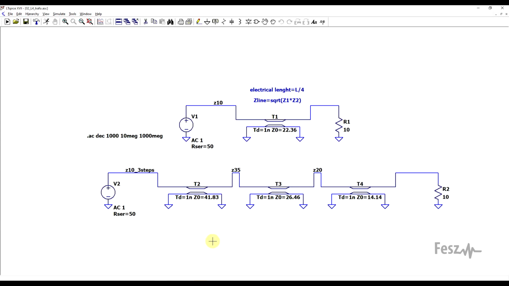So just to confirm this idea, I took our initial 50 to 10 ohm impedance transformer, and I will be comparing it to a similar structure, but this time built from 3 different transmission lines. So with this thing, we are going from one impedance to the other, but in multiple intermediate steps. So first we go from 50 to 35, then from 35 to 20, and finally from 20 to 10 ohms. So based on these intermediate impedances, I ended up calculating the necessary transmission line impedances for each step.